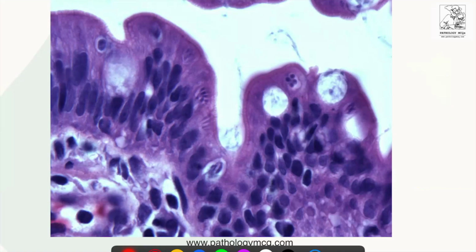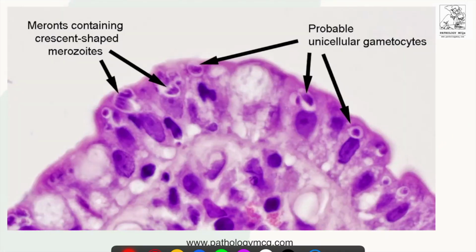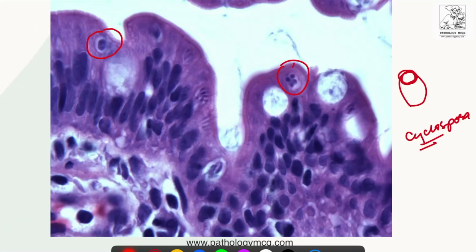Here what we see is Cyclospora. Cyclospora again is an intraepithelial organism. What you can see here are two forms of this organism. You can see a single unicellular form of the organism, and here you can see a sporozoite. Both of these forms can be identified in Cyclospora, and usually you see it in the upper half of the epithelium. The merozoites are the ones which are crescent shaped, and they are usually unicellular. Unicellular gametocytes can also be seen, and the ones which are dot-like like these are the schizonts. So these are the forms which can be identified.